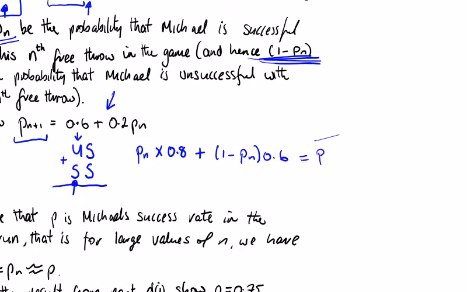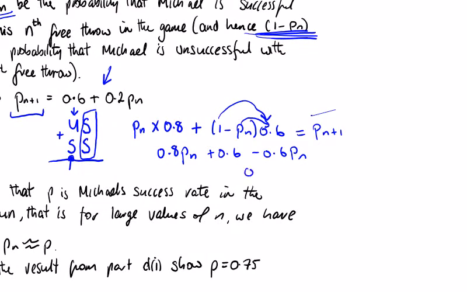So this is equal to the probability of success on his nth plus 1, or the one after the information that we've been given. So if you just imagine Pn as a number, then we have 0.8 Pn, and this 1 by 0.6, so it's plus 0.6, and then minus Pn by 0.6 is minus 0.6 Pn. So that's just going to give me 0.8 minus 0.6, 0.2 Pn, plus 0.6, which is what they asked us to show.